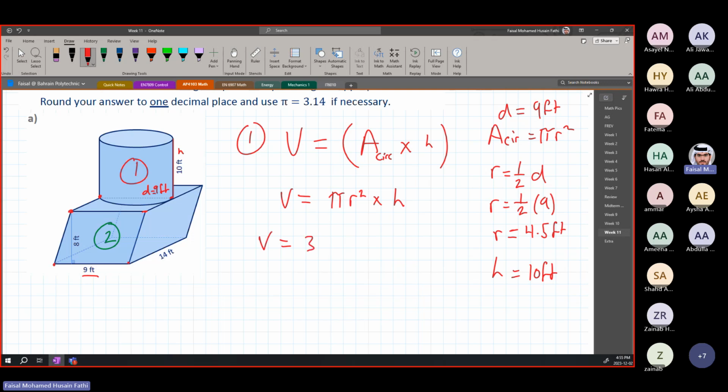So the volume is simply 3.14 times R, 4.5 feet squared, times the height which is 10. Volume, put this all in the calculator. 3.14 times 4.5 squared times 10 is equal to 638.35.85.